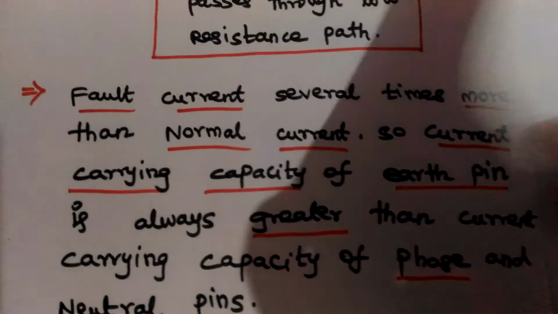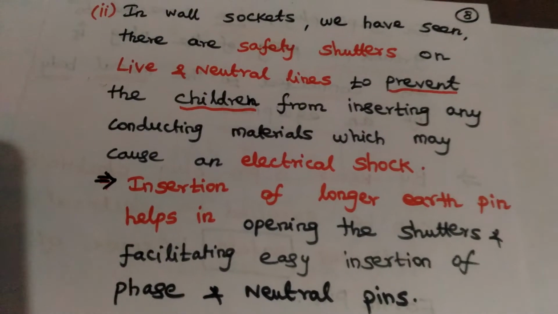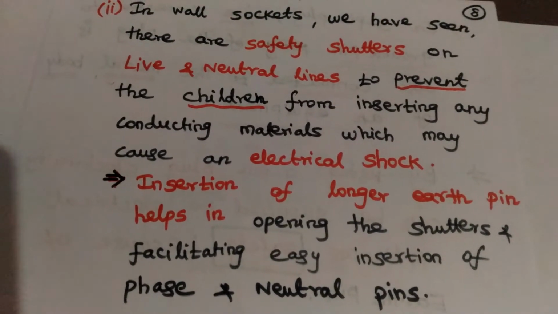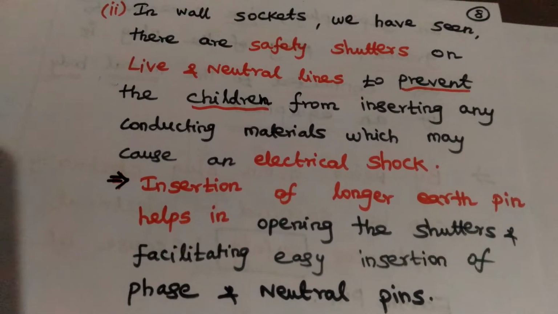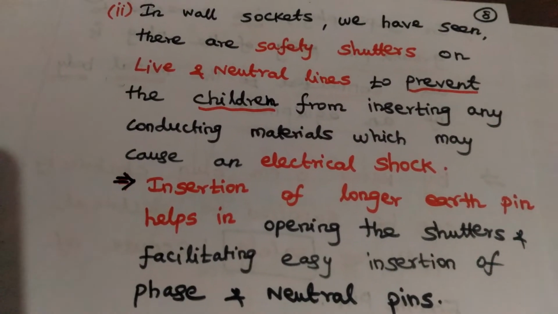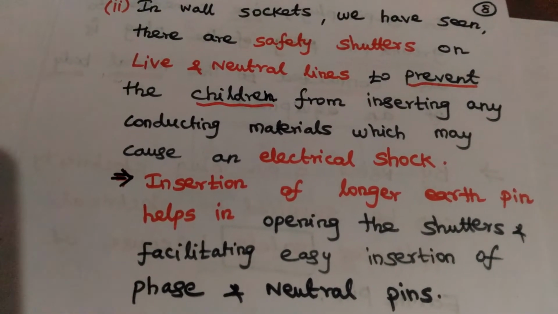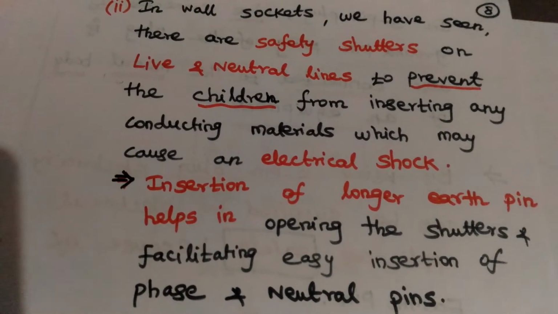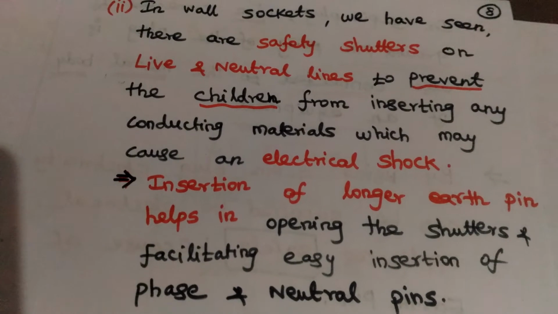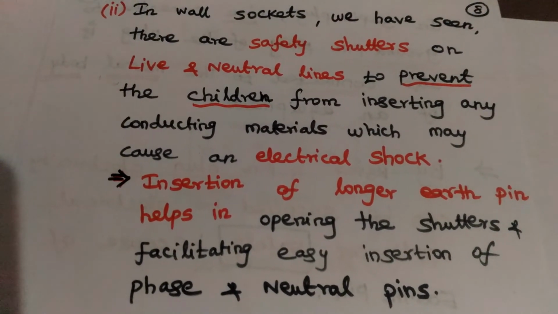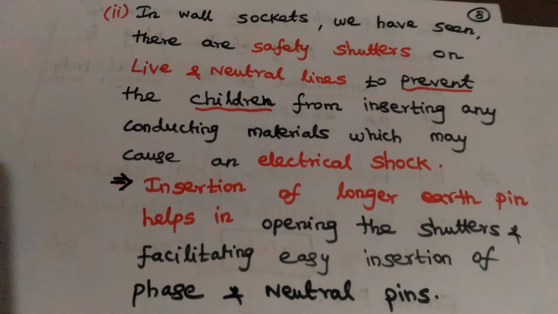And the second reason is, we can see in our home, in the wall socket, we have shutters for the earth pin, phase and neutral pins. What is the main purpose of the shutters? Sometimes children may unknowingly insert some conducting material into the socket, which will create electrical shock.